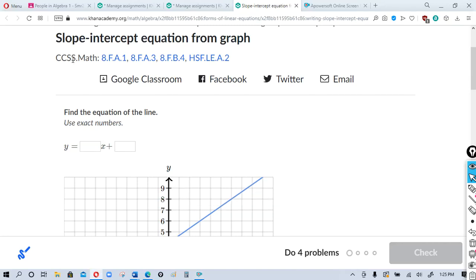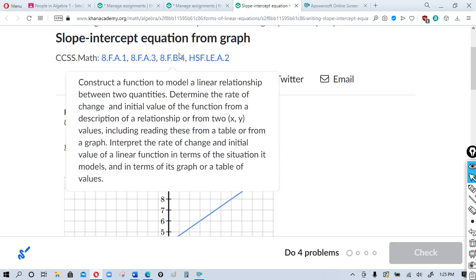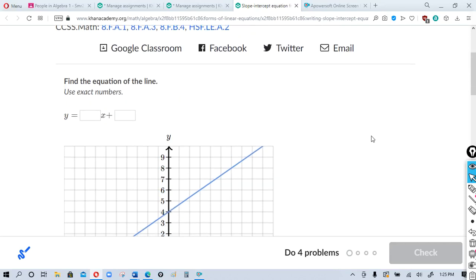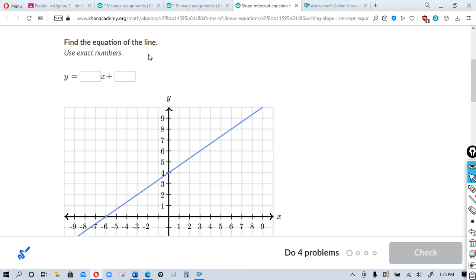This will be for the assignment on the slope-intercept equation from a graph. They basically want us to write the equation of the line right here in the boxes. And if you recall, the equation for the line is y equals mx plus b.